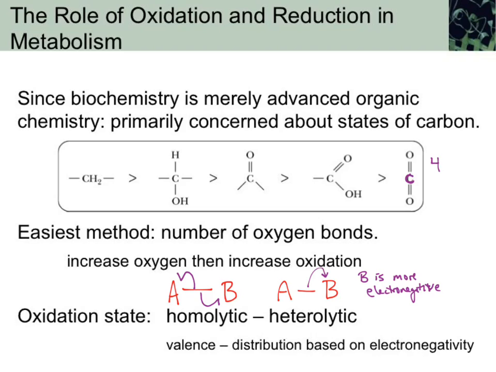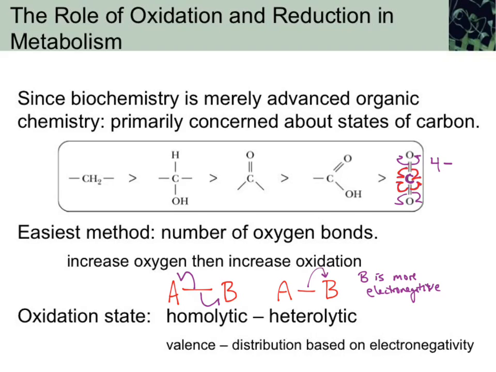Officially, what we would do is break each of those bonds homolytically, and we would see in the middle there we have 1, 2, 3, 4 electrons on our carbon. And as I think about this more, that valence thing really only works for carbon, unfortunately.